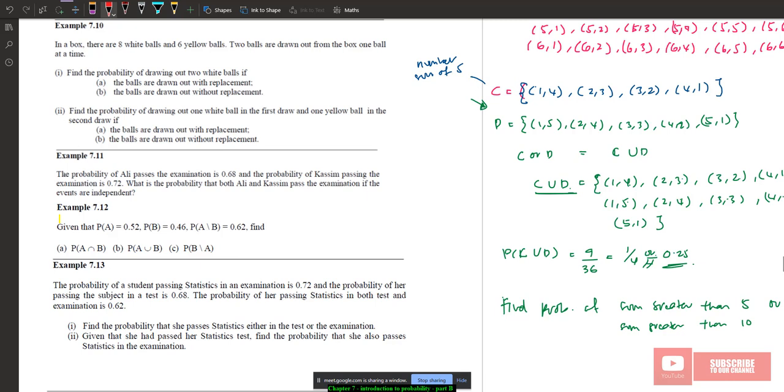And I am leaving for you example number 7.11, 7.12, and 7.13 for you to enhance your knowledge on introduction to probability.